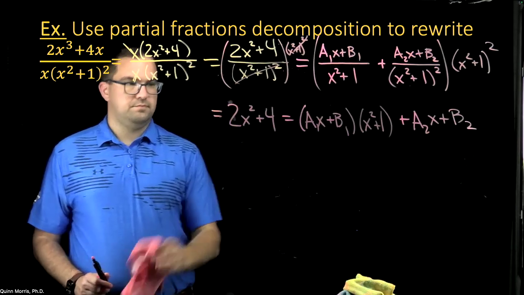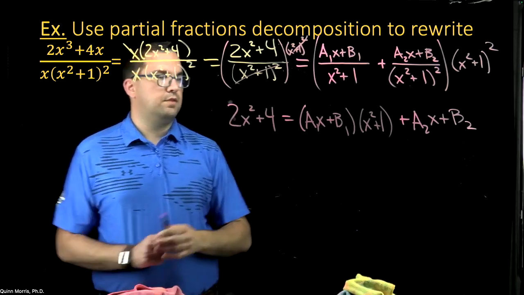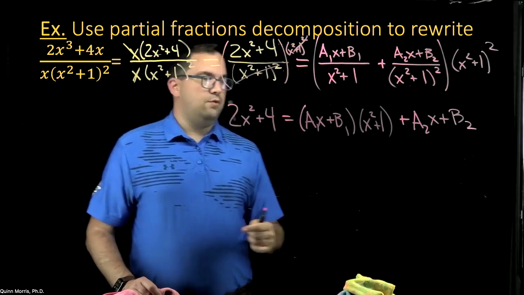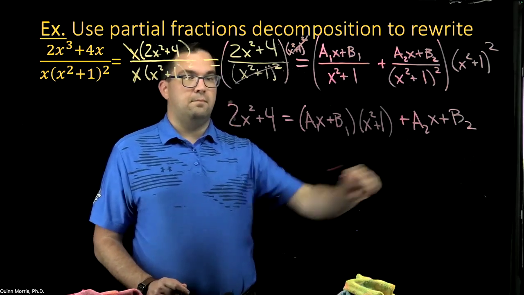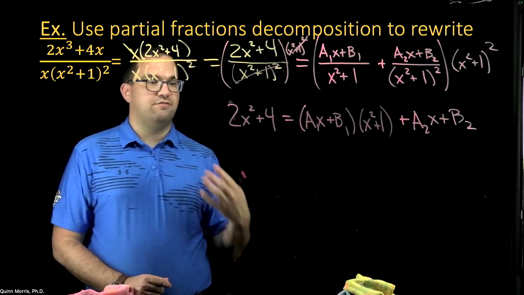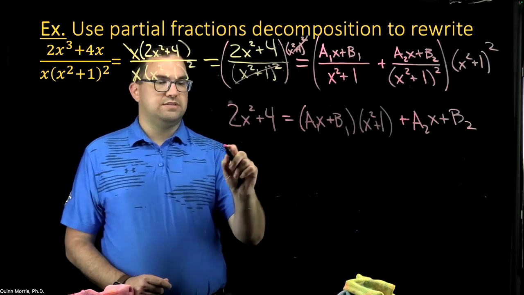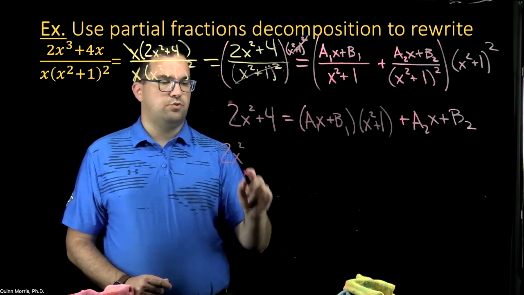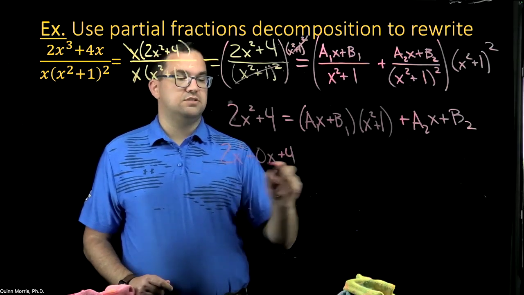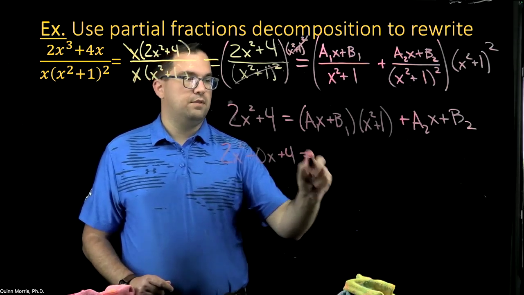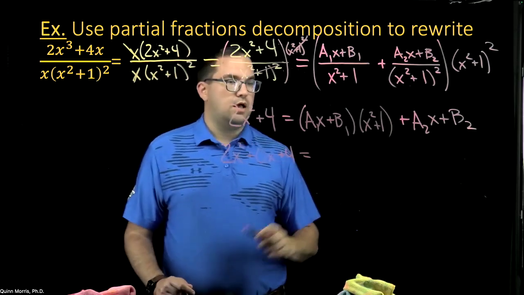Again, I'm trying to find a1, b1, a2, and b2 here. So now what I'm going to do is group my constants by powers of x. If I look on this left-hand side, I've got a 2x squared. I don't have any x's. And then my constant term is 4. Well, let's look over here.